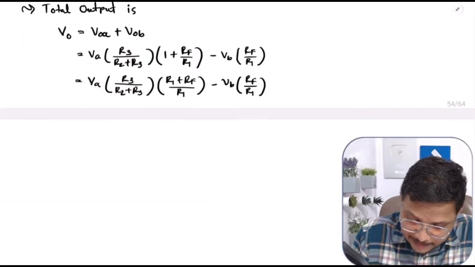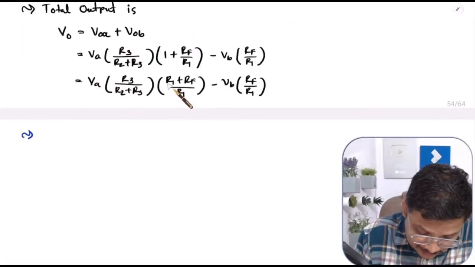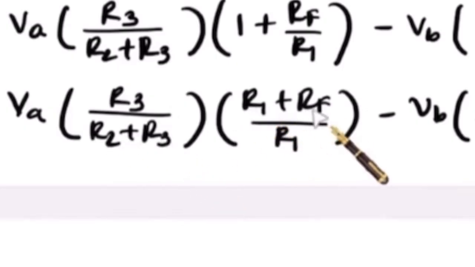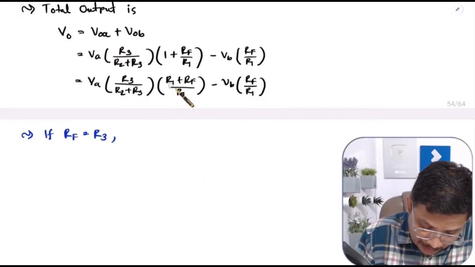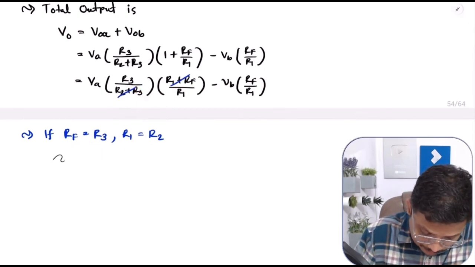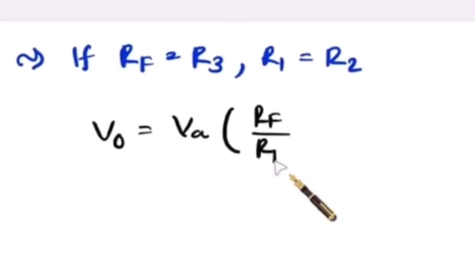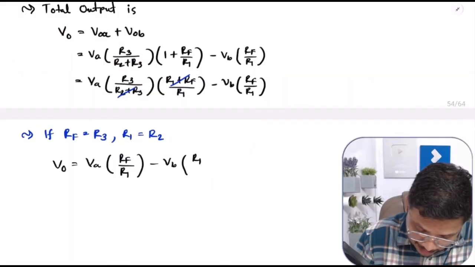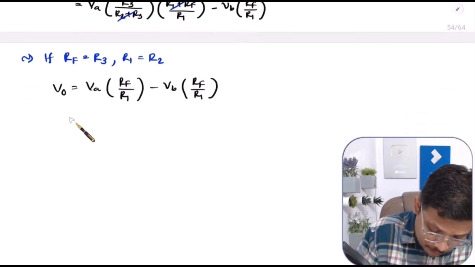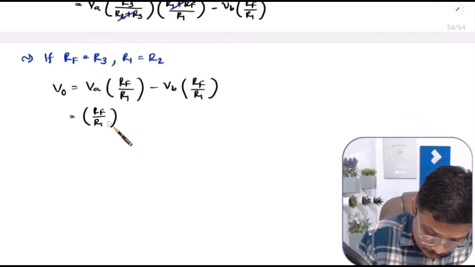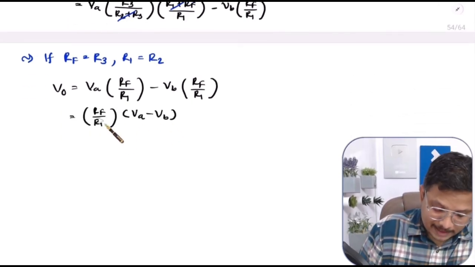Right? So what we can do is assume a few basics. You see we want to cancel this R1 plus RF with this. So if you assume RF is equal to R3 and R1 is equal to R2, then you can cancel out these two terms, right? And you can substitute R3 is equal to RF. So your simplified equation will be VO is equal to VA into R3, which is RF now, divided by R1, minus VB into RF by R1. So you can say your output will be RF by R1 into VA minus VB, right? That is my output over here.